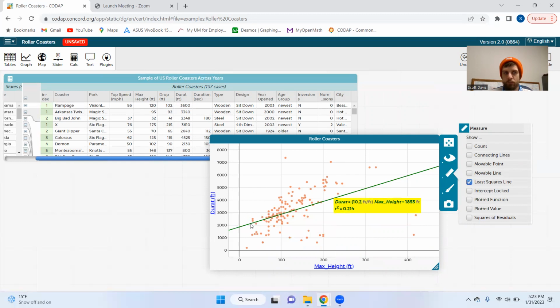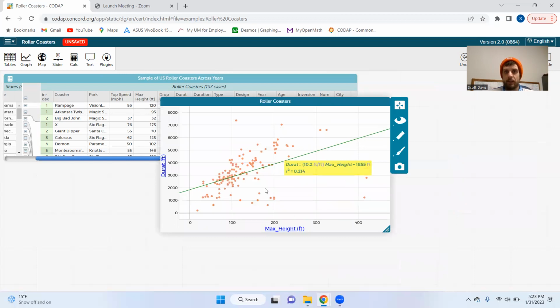But if we are trying to predict the relationship between max height and duration, there is so much variability here that it's not going to be a very good model, right? I could use this equation, but this is telling me, hey, the relationship really isn't strong. You shouldn't have a lot of confidence in your predictions. The R value, if I take the square root of 0.214, is like 0.46. So really, it's not a very strong relationship.